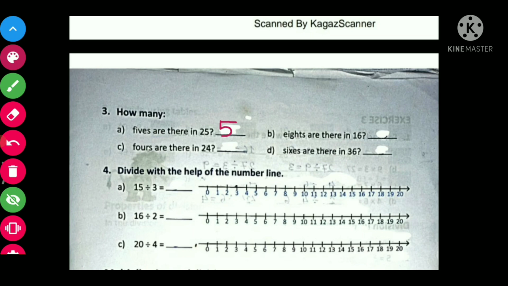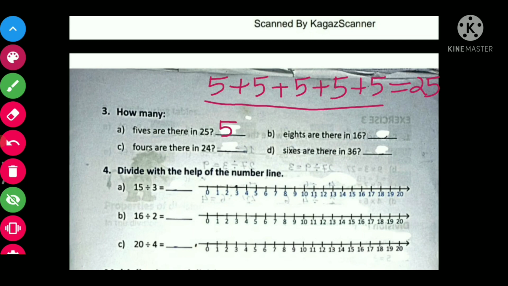So the answer will be what? 5. So there are 5 5s in 25. If we add 5 times, 5 plus 5 plus 5 plus 5 plus 5, okay, we'll get what? 25. So this is what it is asking, how many 5s are there in 25. So in total 5 5s are there in 25.